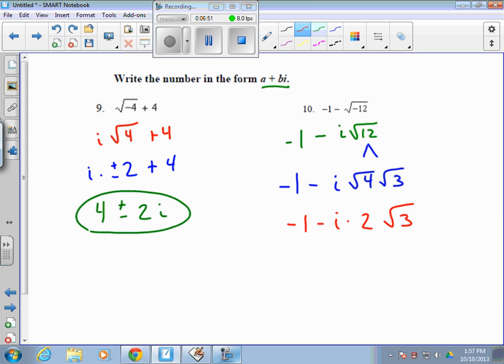So if we were to rewrite this just to make the form better, just to put it in the form that it asks, a plus bi: negative 1 minus 2i times the square root of 3.